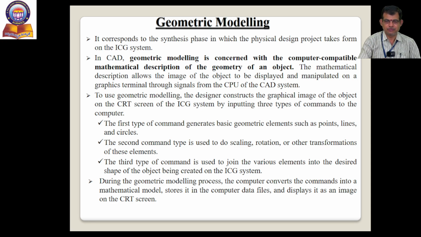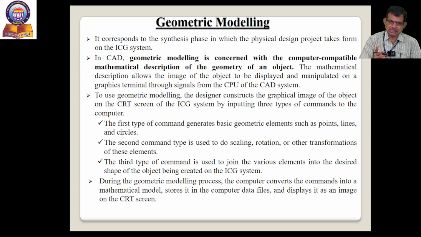So whatever you give from the keyboard and CPU, it will create and give you the image on the screen. To use geometric modeling, the designer constructs the graphical image of the object on the CRT screen. So simply you make use of the keyboard or mouse, open the software, select the appropriate icons, and go on giving responses to the questions raised by that particular software. As I said earlier, to create a circle, when you click on the circle icon, it will ask you the center and the radius. Accordingly you type, then it will give you the image on the screen.